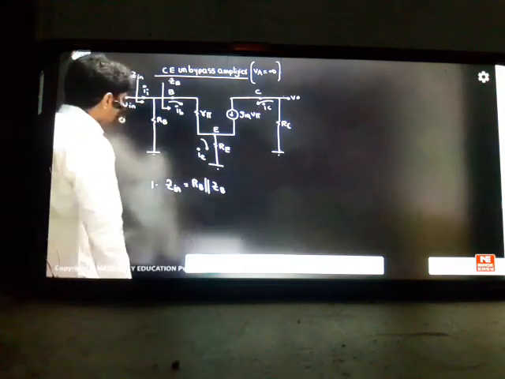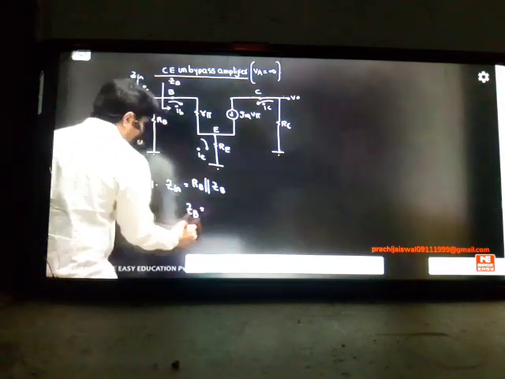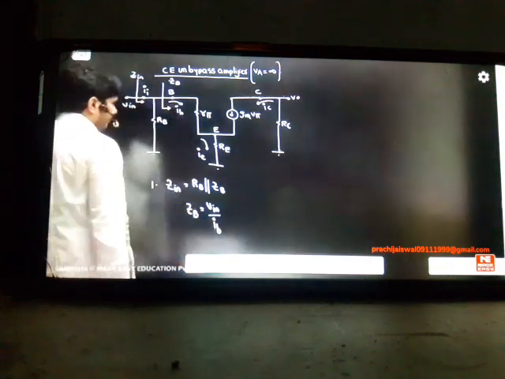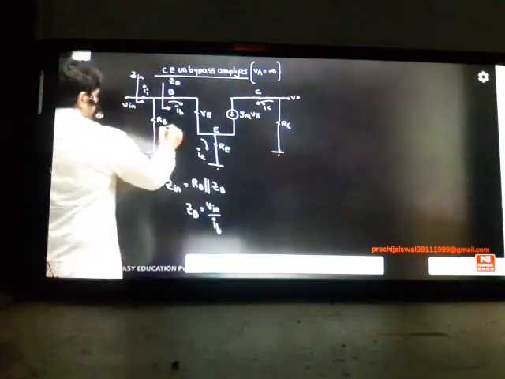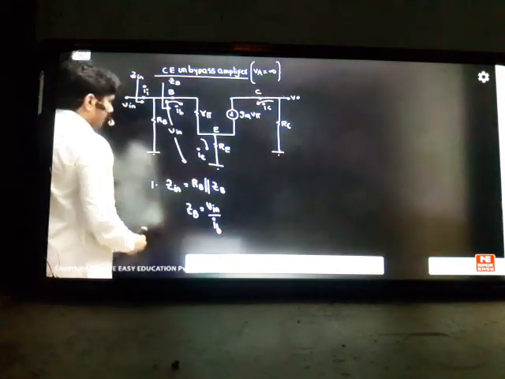So ZIN will be RP parallel to ZB. So what is ZB here? ZB is your input VIN divided by the IB current. From here to here, you have to find out the input. So this input we can write from here to here also. This is the total input from here to here. This input divided by the base current will be the ZB.